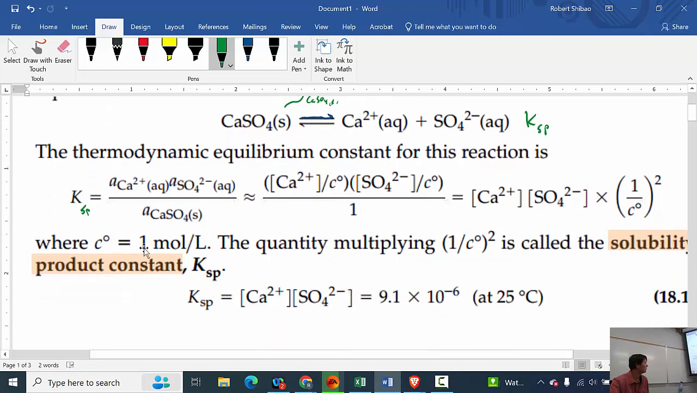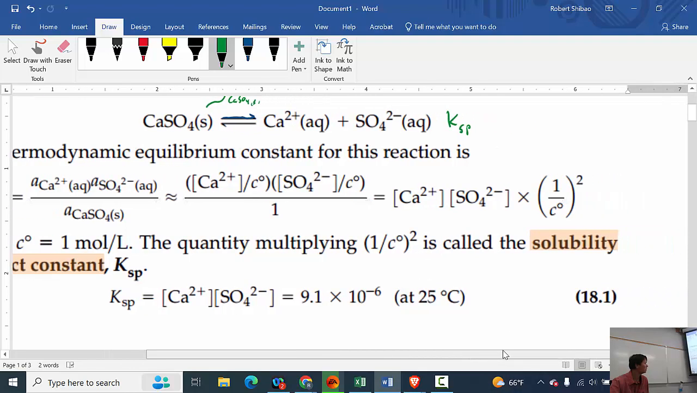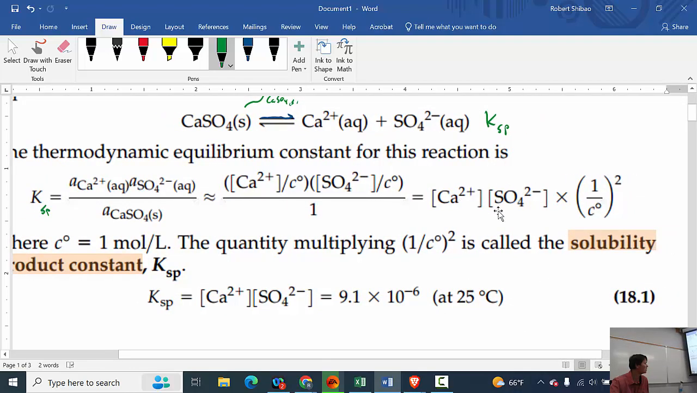Got that. See, this reference concentration, C naught, is 1 molar. The quantity multiplying 1 over C naught is called the solubility product constant. And so this is the KSP here. This is 1 if it's an ideal solution. If it's not ideal, then it's not going to be 1. It's going to be a little different to compensate for the deviations from ideal behavior. But we're just going to take it as ideal.